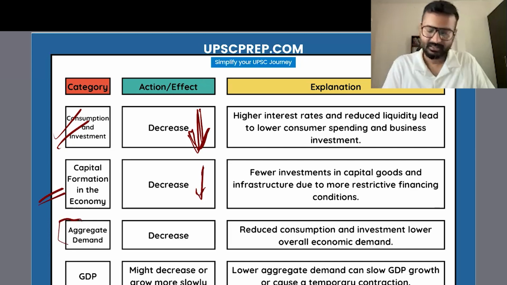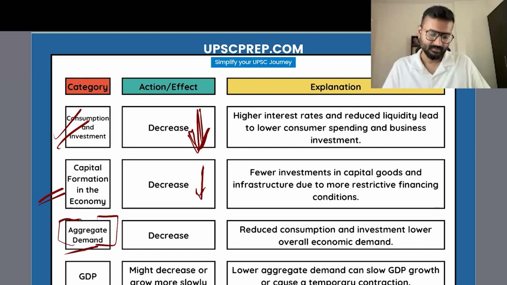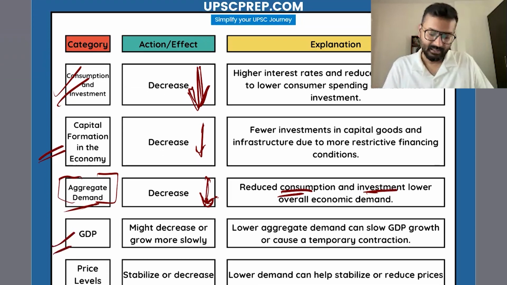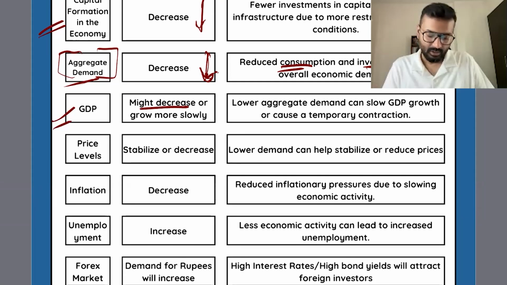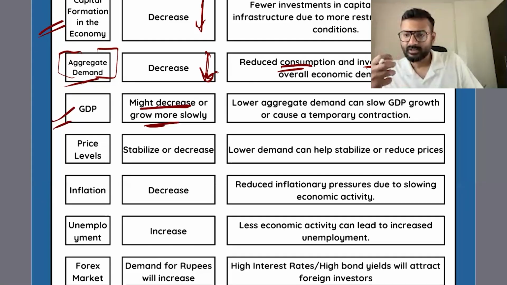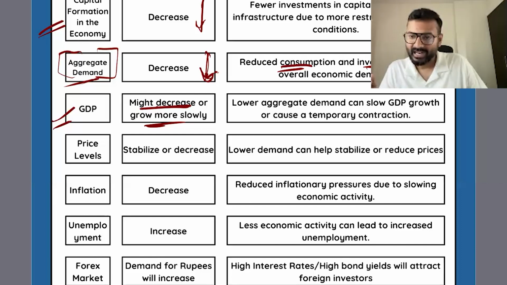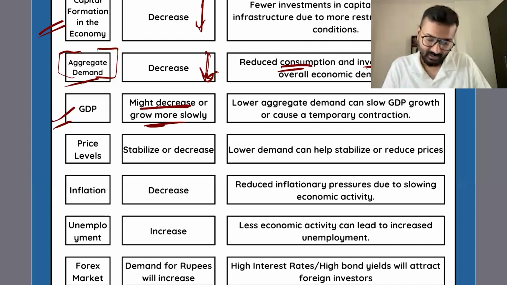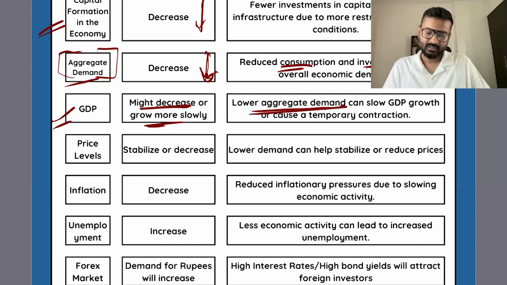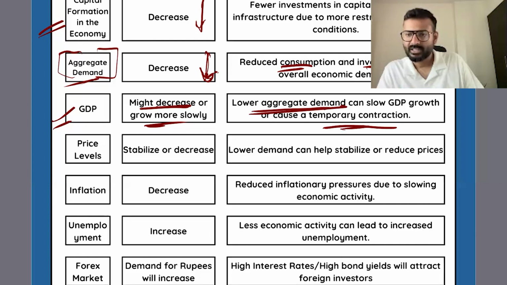The aggregate demand, which was the goal of RBI, that aggregate demand will decrease, right? Because there is reduced consumption, there is reduced investment. The GDP may also decrease or grow more slowly, right? So the rate of growth of GDP will definitely come down because the economic activities have slowed down. There is lower aggregate demand, causing a temporary contraction in GDP, or at least a slowdown in the increase of GDP. So GDP growth will definitely be lower.